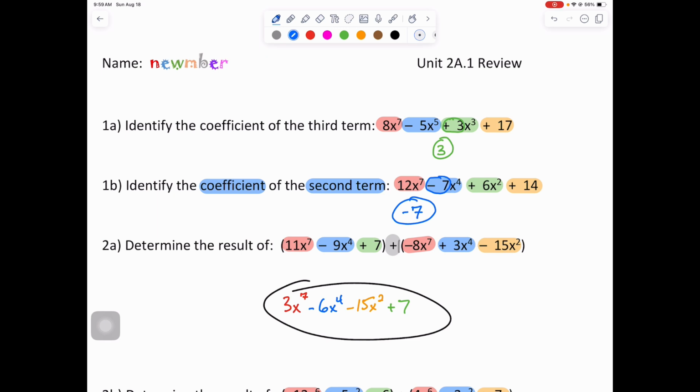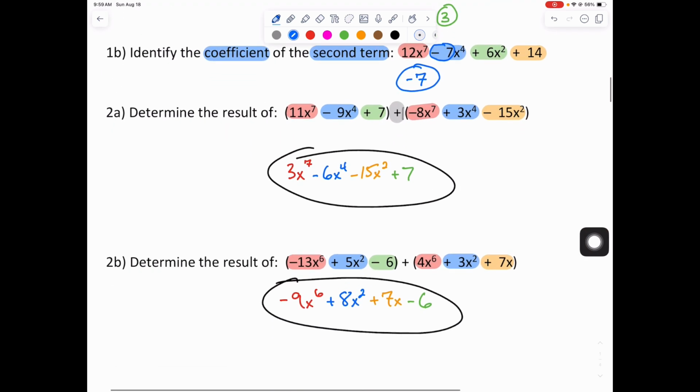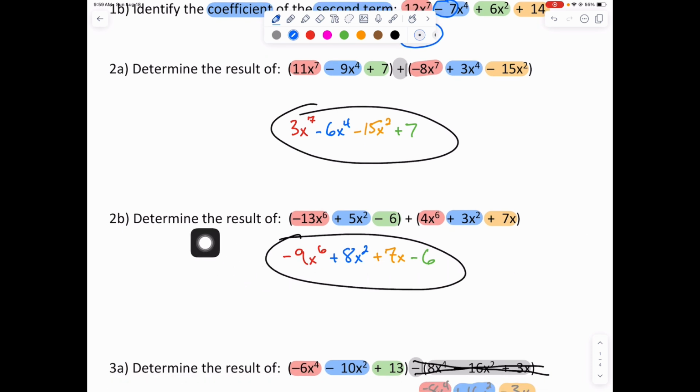And for those that tried the independent practice for 1b, you're looking for the coefficient of the second term, which is negative 7. Alrighty, for 2b, determine the result of, we just combine negative 13x to the 6 plus 4x to the 6, giving us 9x to the 6th, plus 5x squared plus 3x squared, giving us the 8x squared.